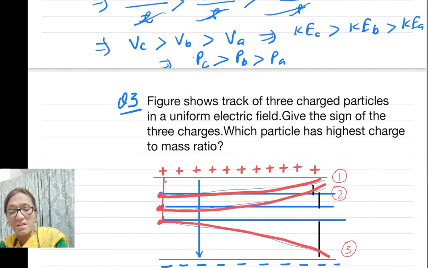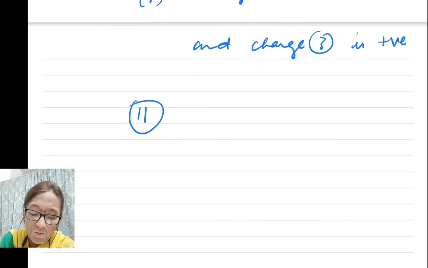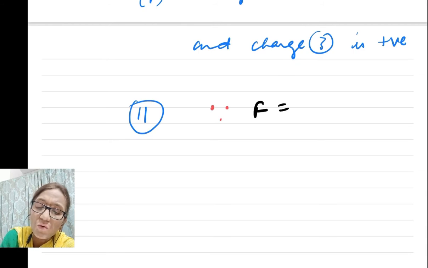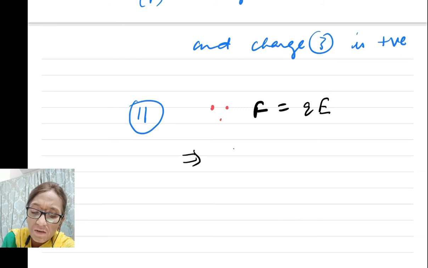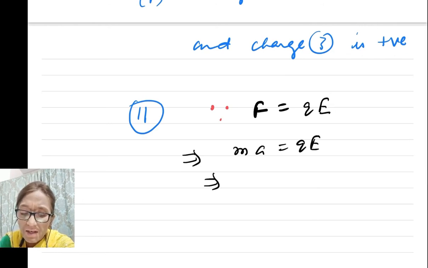Now second question, which particle has the highest charge to mass ratio? We have to find the charge to mass ratio. Now let us start in this way. Since we know that force is equal to QE, and force is equal to mass into acceleration, MA is equal to QE, and it implies that acceleration is equal to QE upon M. So from here we obtained acceleration.